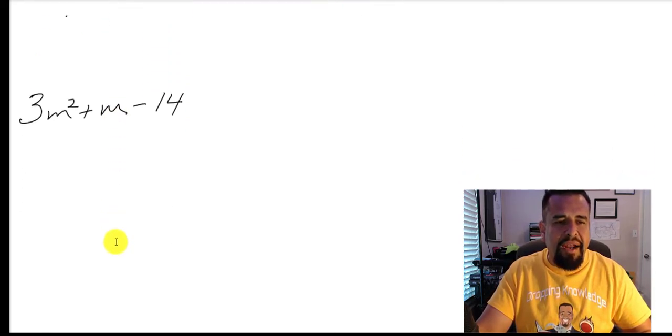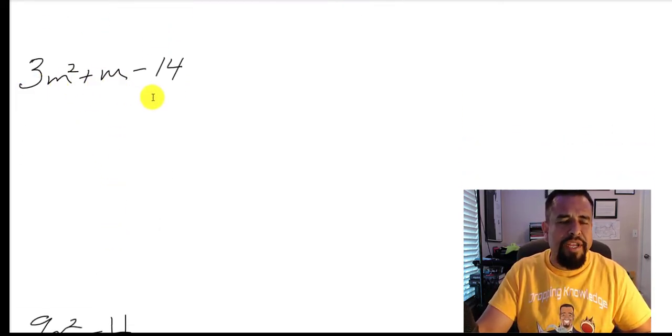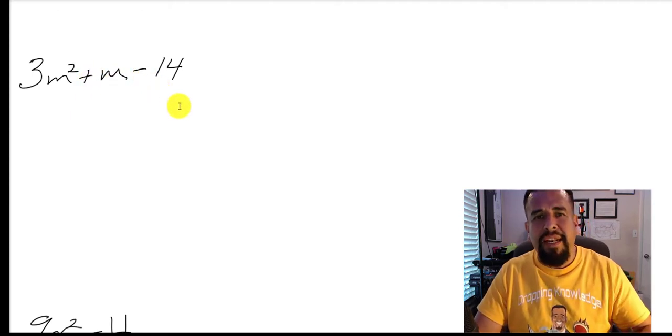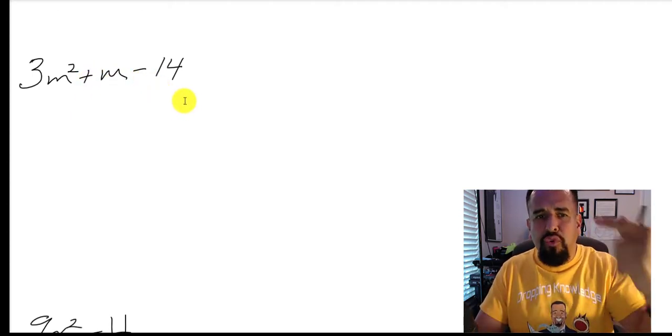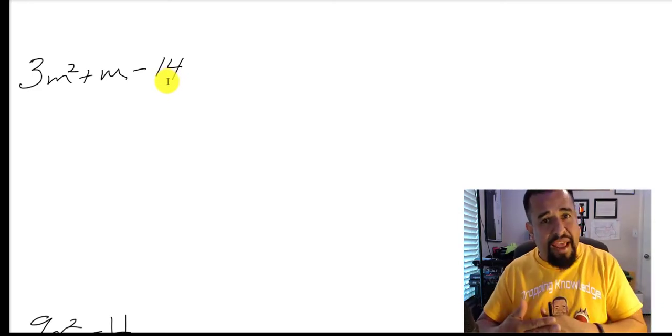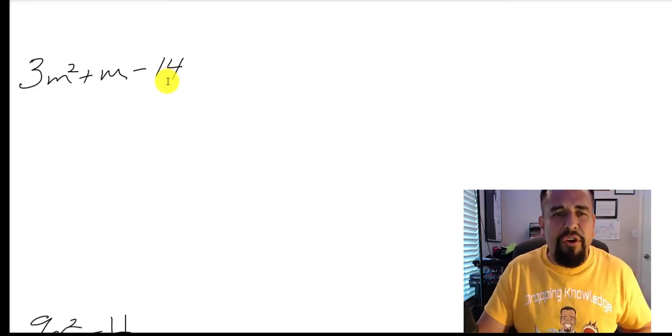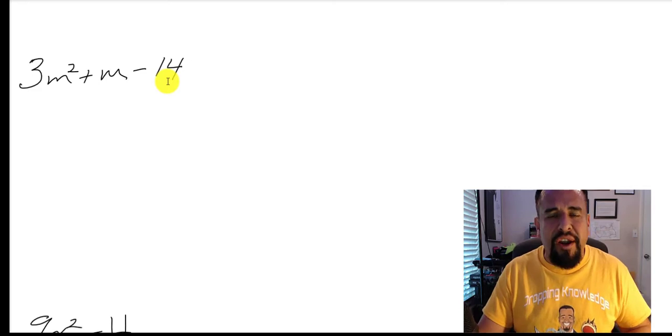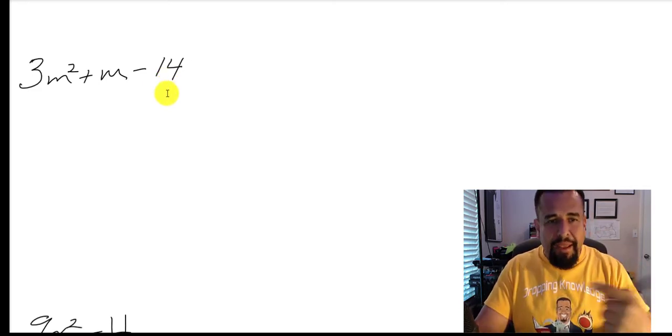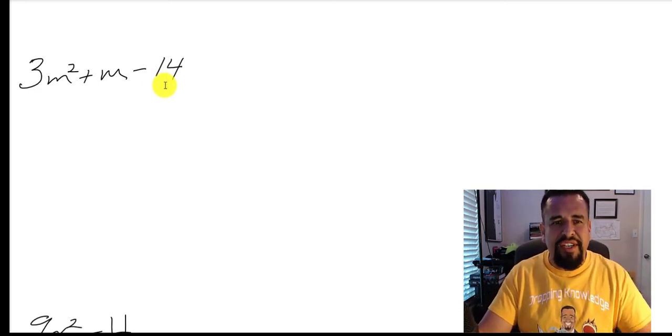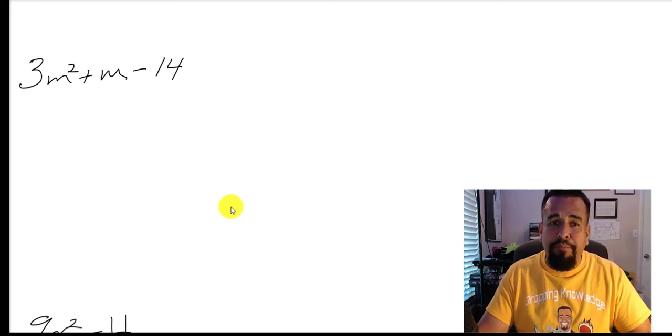You can see it here at the bottom. This one here, 3m squared plus m minus 14. Go ahead and pause the video. Do the same thing you just did right now. You should have it in the notes in front of you and see if you're able to do it using a generic rectangle. And then play the video to see what the answer is. All right. So I'm assuming you paused it and here we go again.